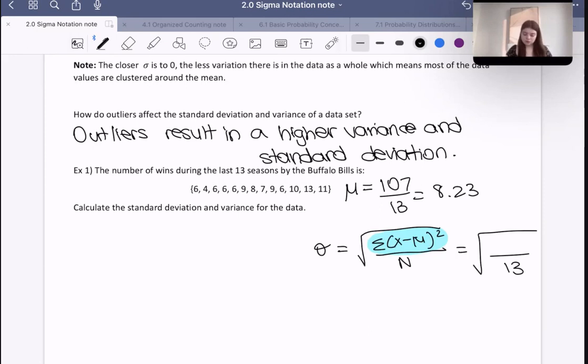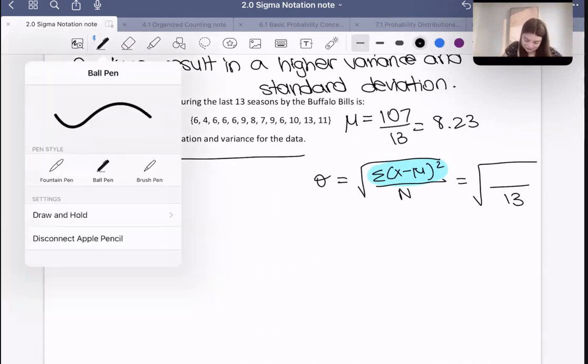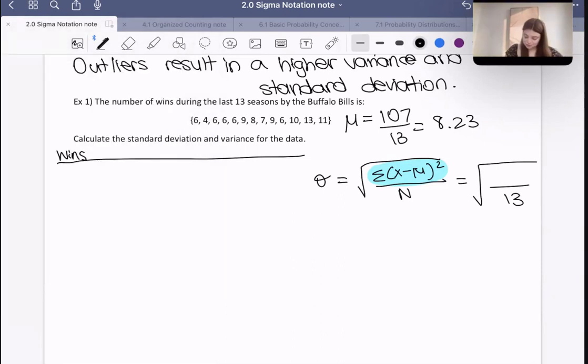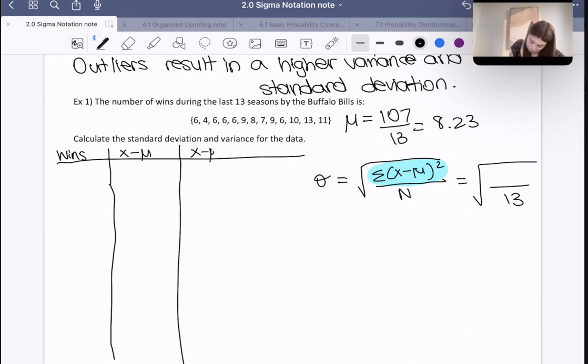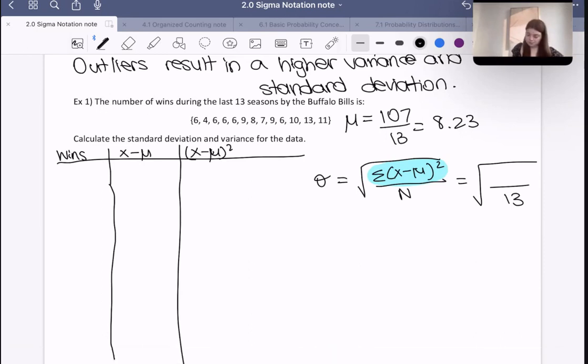Let's write down the wins and make a little table to make this easier on ourselves. Let's be honest, standard deviation is not the most fun thing to calculate. It takes a lot more time than some of the other methods. But it's also important, so we will do it even though it takes more time. In this column I'll put my x minus mu values, and in this column my (x minus mu) squared values. We'll do it in progressions, and then add up all these numbers and find the total.